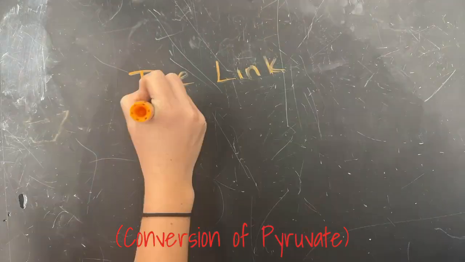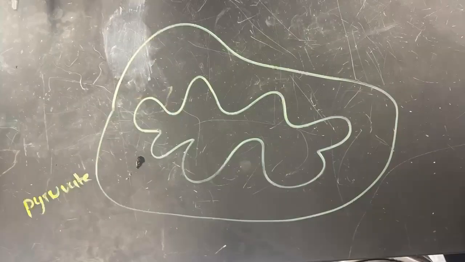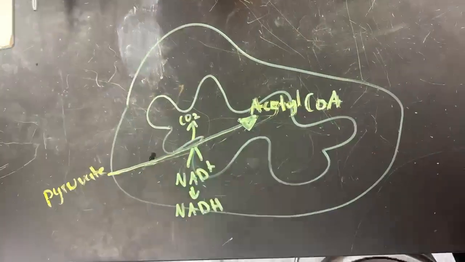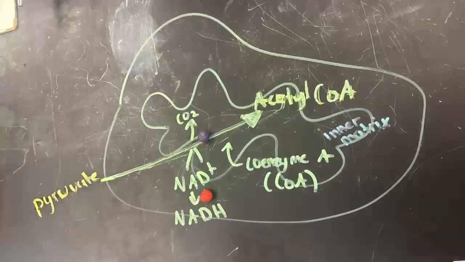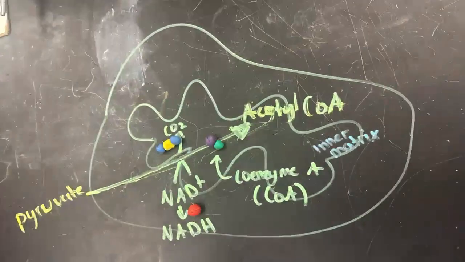The link reaction. In the mitochondrial matrix, pyruvate and coenzyme A combine to make acetyl-CoA, and per pyruvate, the byproduct of NADH is produced. The acetyl-CoA produced enters the Krebs cycle.